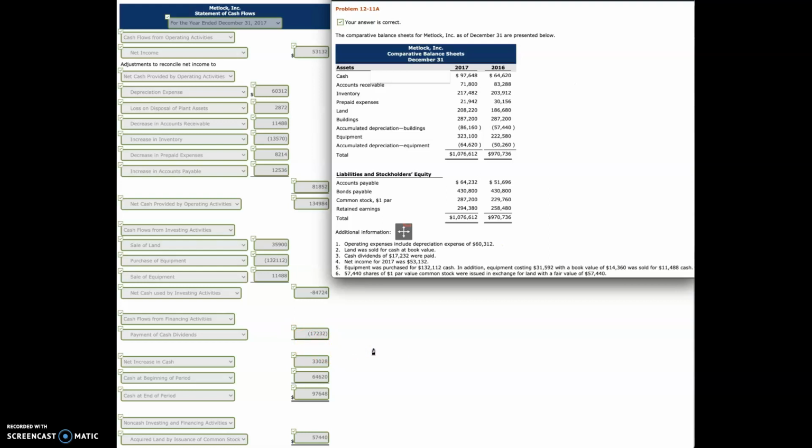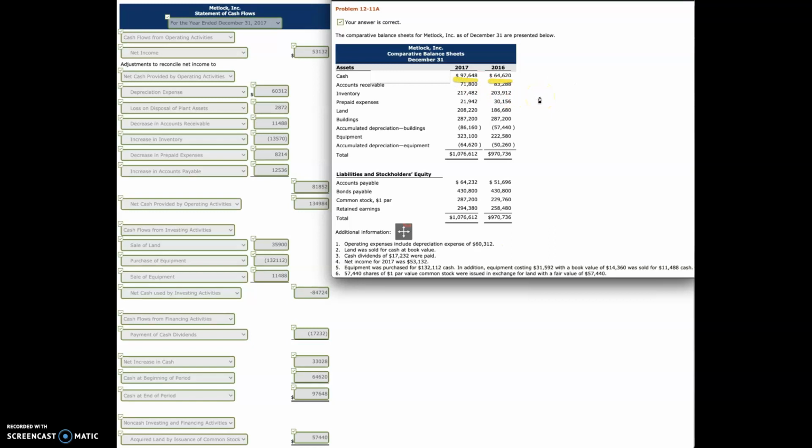The next section, we're recording our net increase in cash, which you can figure out by finding the difference in the balance sheet. So you have cash right here, just find the difference and put that into your net increase in cash. And then you have your cash at beginning of period, which is that number from 2016. If you add those two numbers together, you have your cash at the end of period. For me, it was $97,648, which we see is correct by comparing the 2017 number.